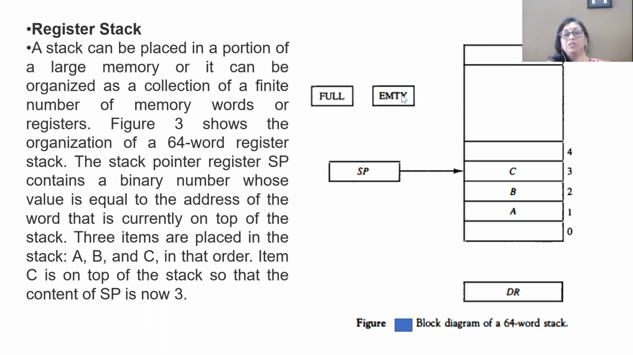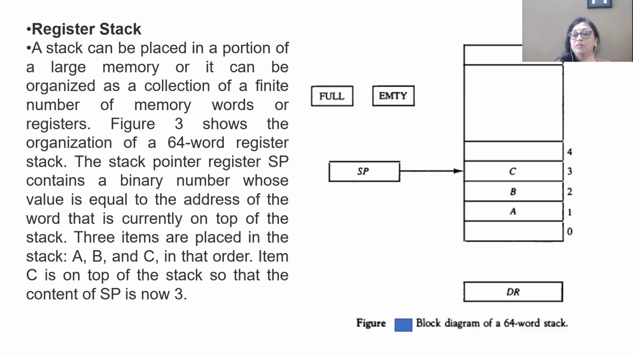There are two flip-flops here which show whether the stack is full or the stack is empty. When all elements have been added to the stack memory, then this full will be marked 1, and when all elements from this memory have been retrieved or deleted, then this empty will be enabled or made 1. So these are the two flags which show the condition of the stack, whether it is full or empty.